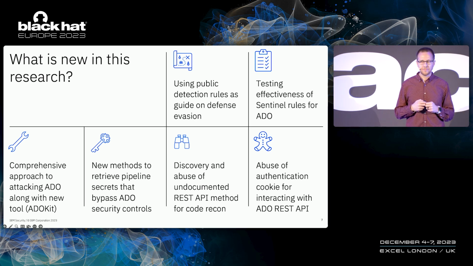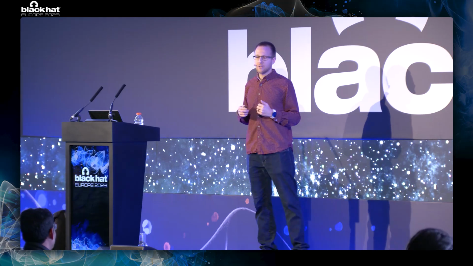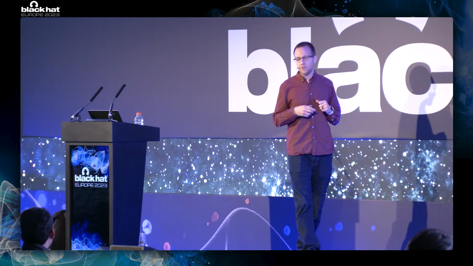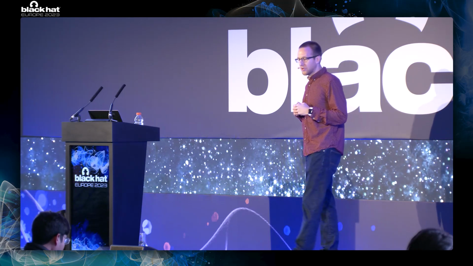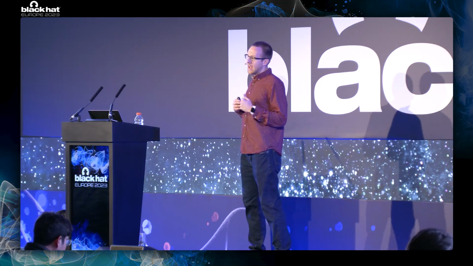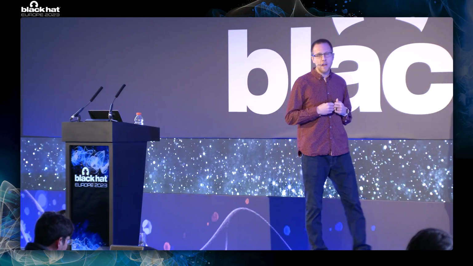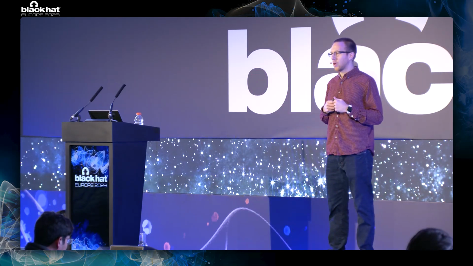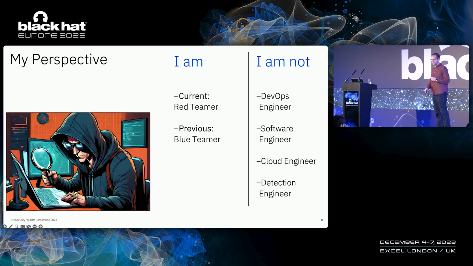Additionally, you're going to see a comprehensive approach in this research attacking Azure DevOps Services along with the new tool ADOKit that I released this week. You're going to see new methods to retrieve pipeline secrets that bypass Azure DevOps security controls. You're also going to see a new undocumented REST API method to perform code reconnaissance that I discovered. And last, you're going to see a new way of interacting with the Azure DevOps Services REST API by the abuse of an authentication cookie.